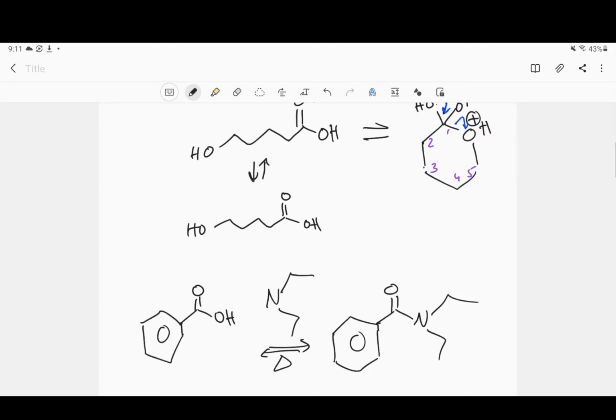And by the way, you'd get the same with a Grignard, right? If you try and use a Grignard on a carboxylic acid, if you're just using one equivalent, nothing's gonna happen. It'll just deprotonate, and that's it.